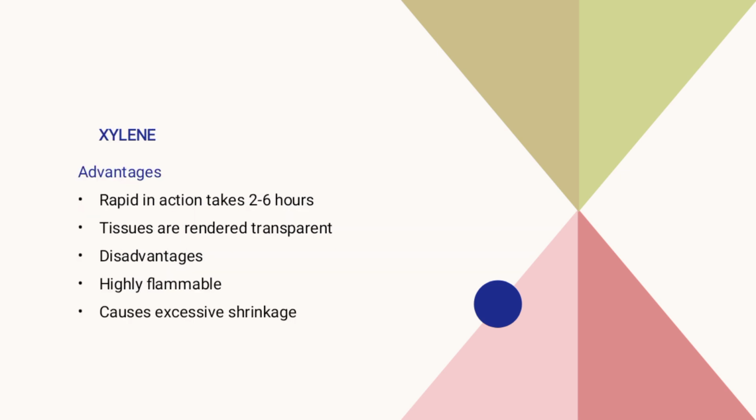For xylene, the first advantage is that it's rapid in action and takes about 2 to 6 hours. Tissues are rendered transparent. The disadvantages are that it's highly flammable and it can cause excess shrinkage.